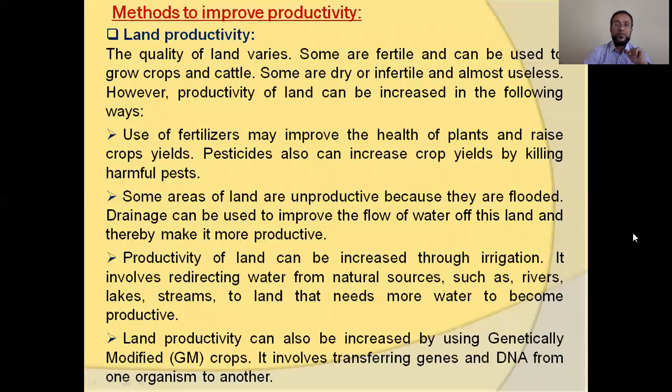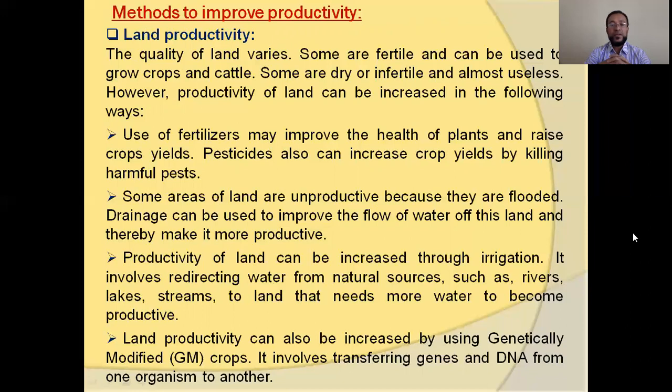Next, the productivity of land can be increased through irrigation. It involves redirecting water from natural sources such as rivers, lakes, and streams to the land that needs more water to become more productive. That means through irrigation, water can be supplied to dry lands and hence the productivity of the dry land can be increased.